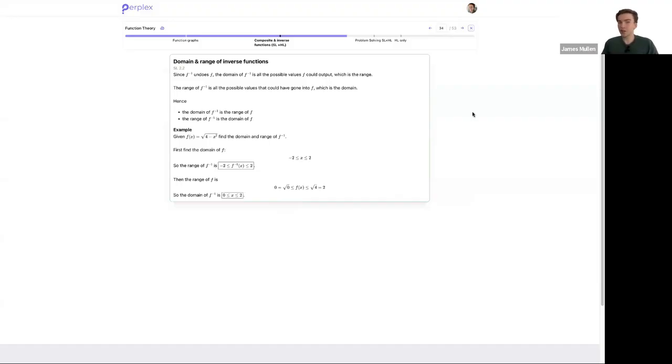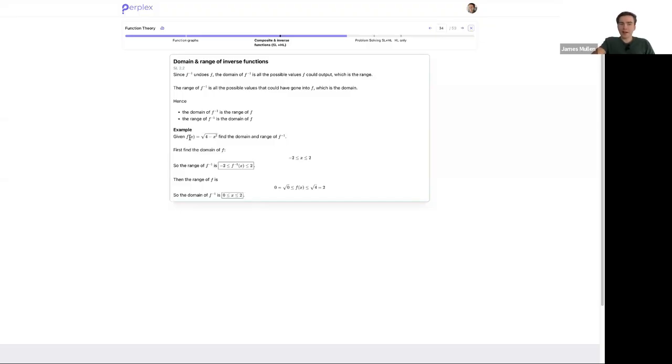So that's the domain of the original. That means that the domain of f negative 1 is the range of f, and the range of f negative 1 is the domain of f. Now, just a note for higher level students, that's not 100% true if you have a domain restriction on f. You have to be a little bit careful when you restrict the domain when you're thinking about the range of the inverse or something like that.